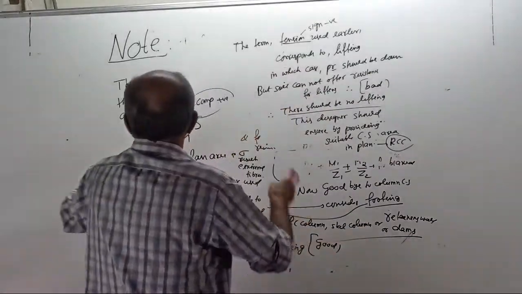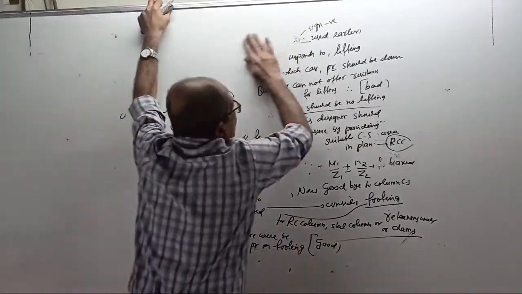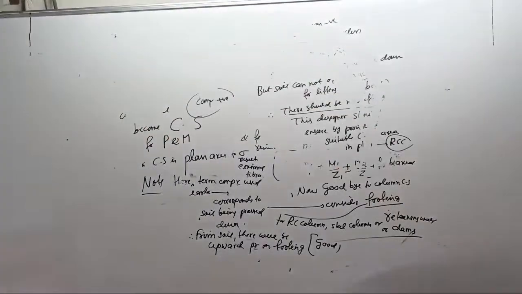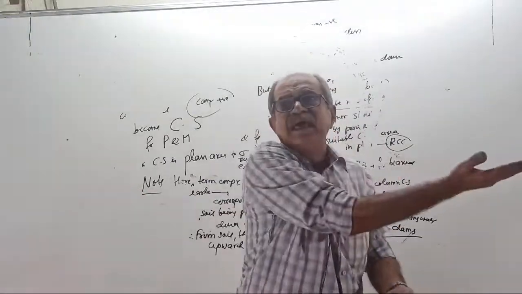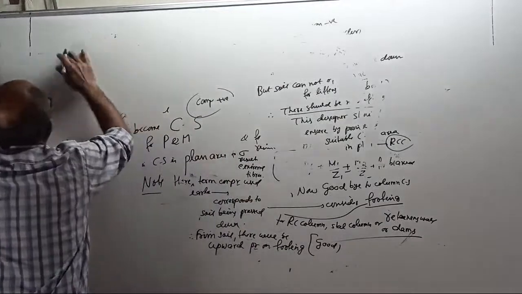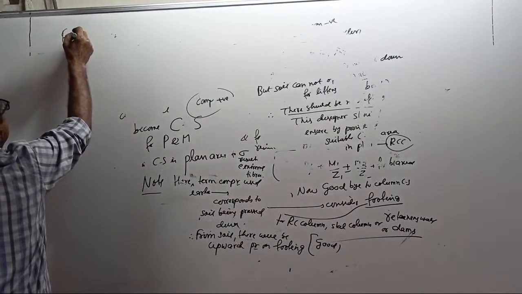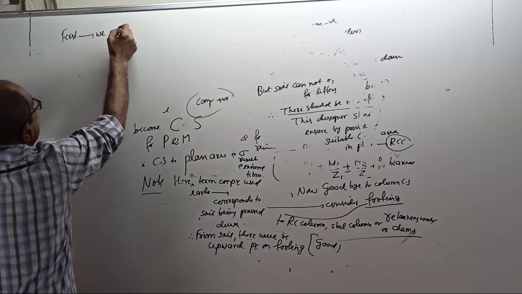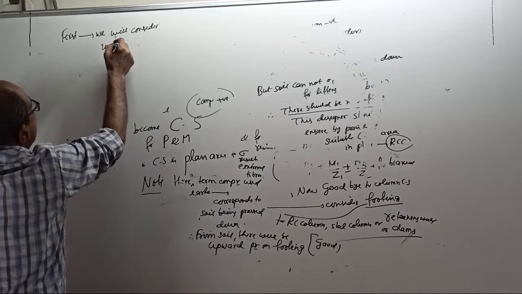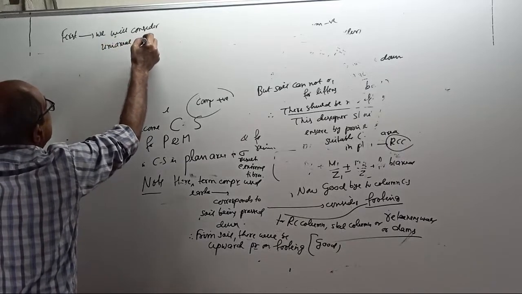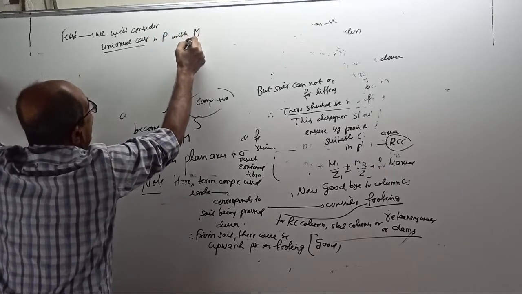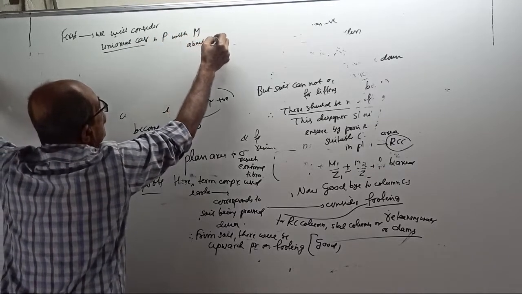Okay, now remember that from now onwards, when you consider the contact area, the cross section to be considered is the plan area, this area. I will do one thing now. First, we will consider the uniaxial case, that is, P with M about only one axis.